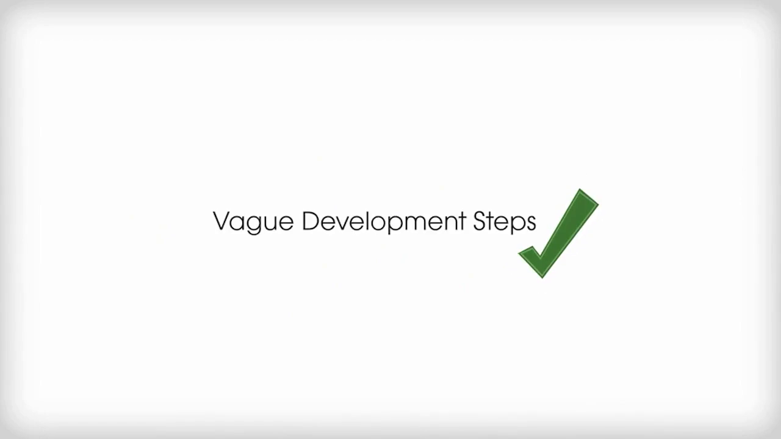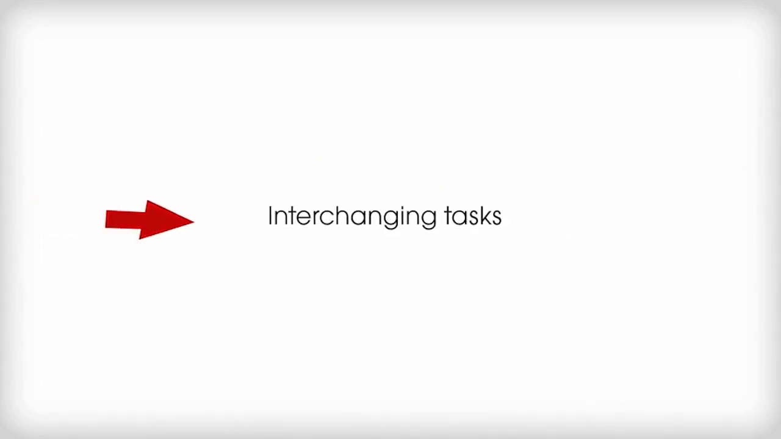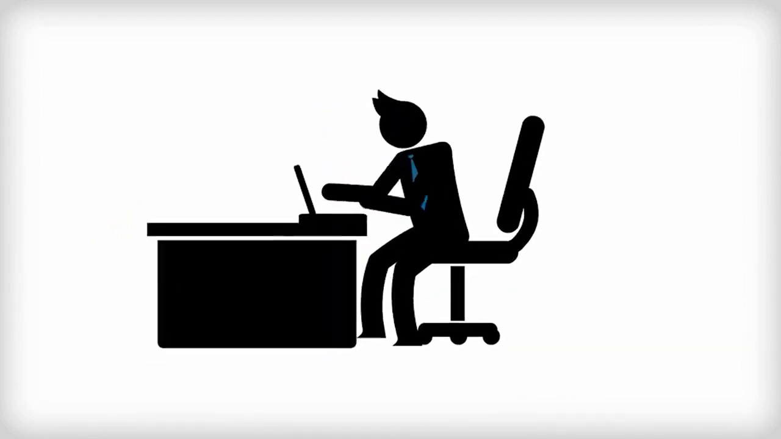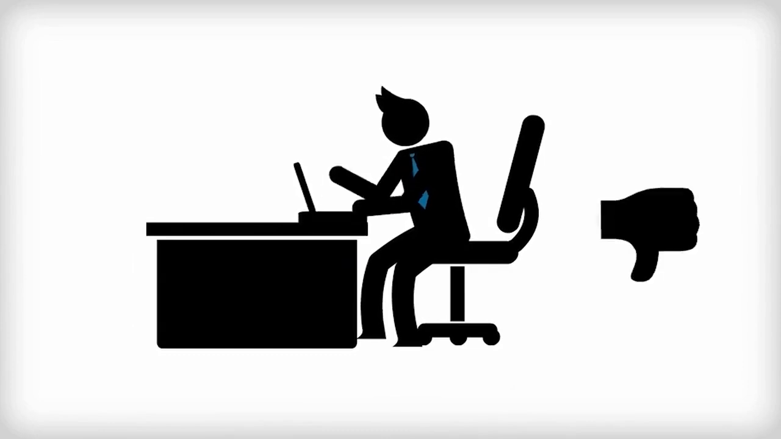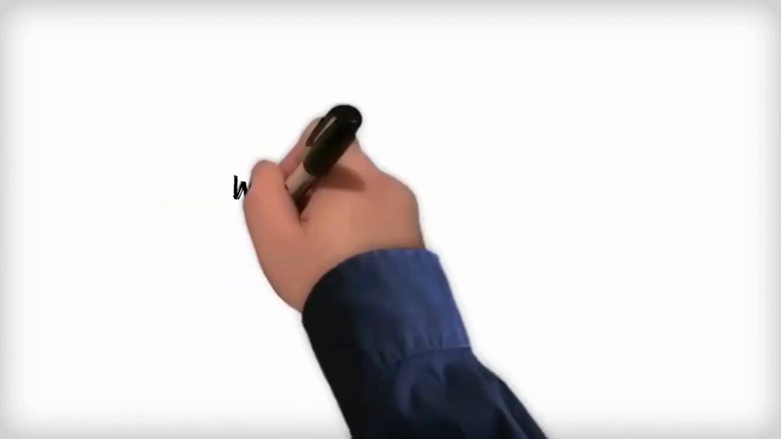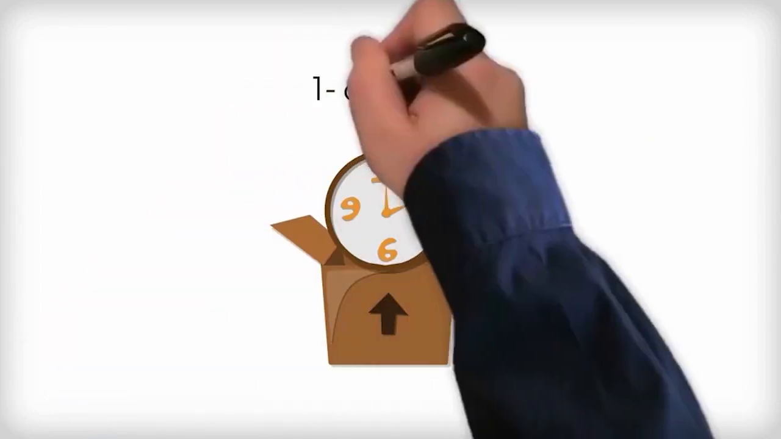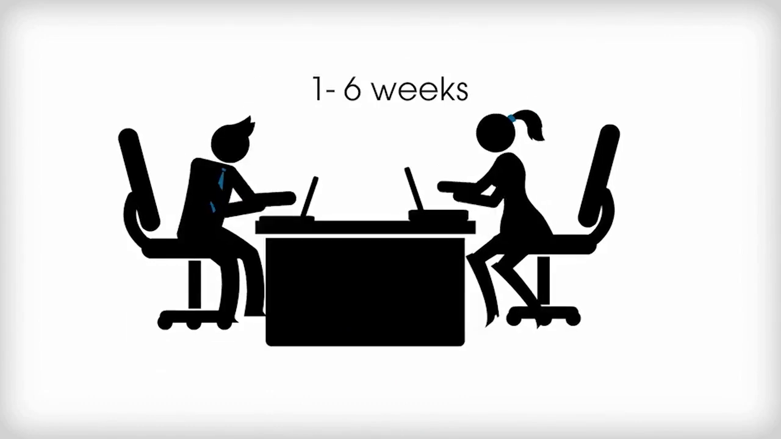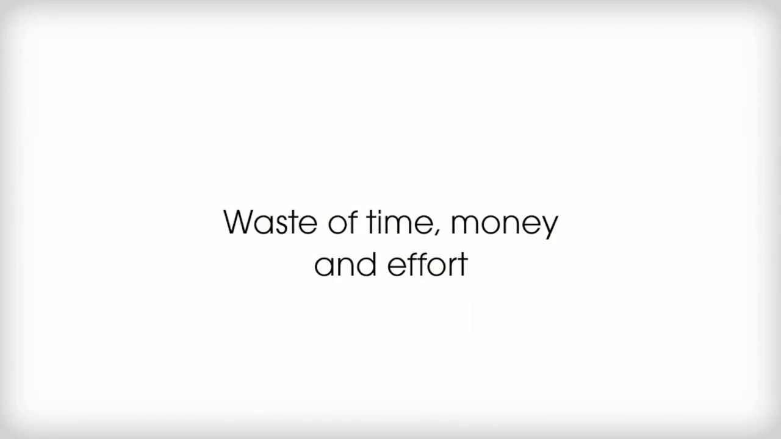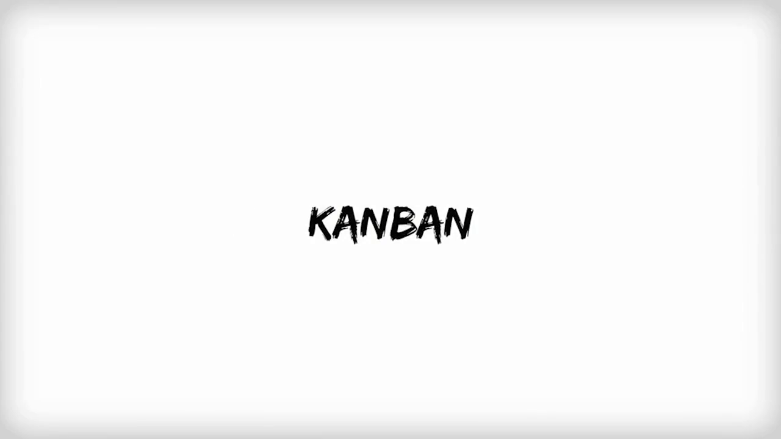Now that we know how to tackle the problem of vague steps, let's move on to the next problem: interchanging tasks. It seems quite harmless, but constantly interchanging tasks can be nothing short of disastrous. It's like tossing 3 or 4 knives in the air and trying to juggle them effortlessly. In Scrum, the work in progress, or WIPs, are limited to a time-boxed 1 to 6 weeks. However, the team members end up working on multiple tasks during each sprint. This can lead to a waste of precious time, money, and effort. So let's put Kanban here and see what happens.